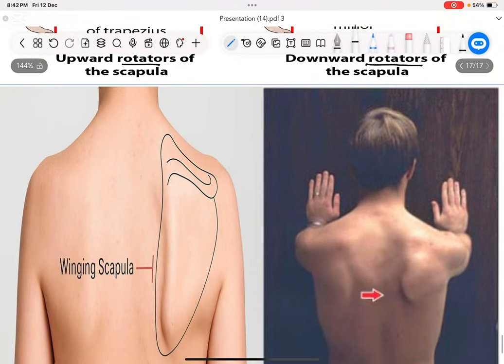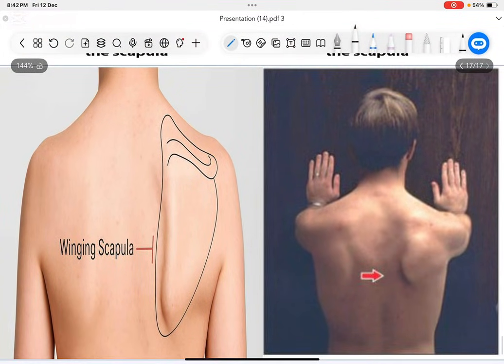Now, clinical anatomy related with the scapula. Along the inner aspect of the medial border of the scapula, there is one muscle attachment, called serratus anterior. And the serratus anterior muscle is supplied by the long thoracic nerve, or we can say nerve to serratus anterior. If the muscle gets paralyzed due to injury of the long thoracic nerve, then there will be prominence of the medial border of the scapula. This condition is called winging of scapula.